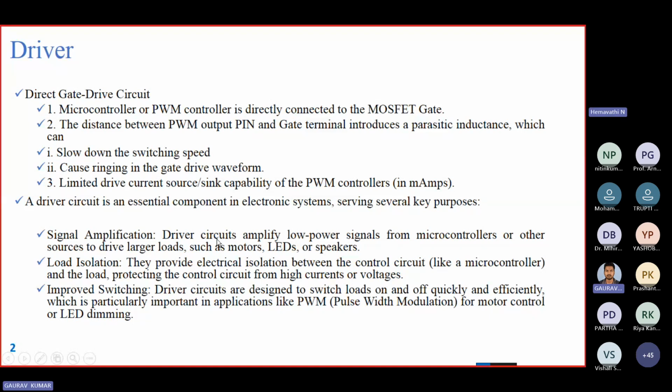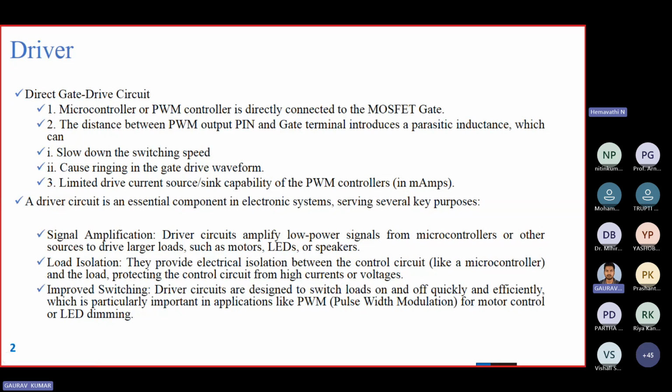And also, it provides the load isolation. Actually, it provides the isolation between the microcontroller circuit, which is a low power circuit, and the converter circuit, which is a high power circuit. So the driver also provides the electrical isolation between the low power circuit and the high power circuit, and it also improves the switching. Driver circuits are designed to switch loads on and off quickly and efficiently, which is particularly important in applications like PWM for motor control or LED dimming.